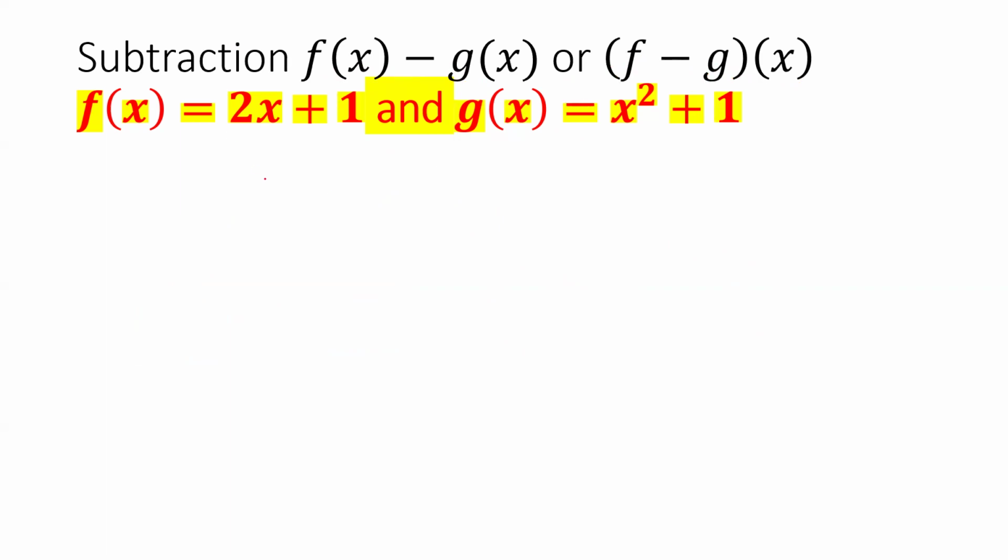Okay? With subtraction, you have to put the second one in parentheses. When we're subtracting, we have to protect the second one. So we're going to end up with f of x, which is 2x plus 1, minus g of x, and g of x is x squared plus 1.